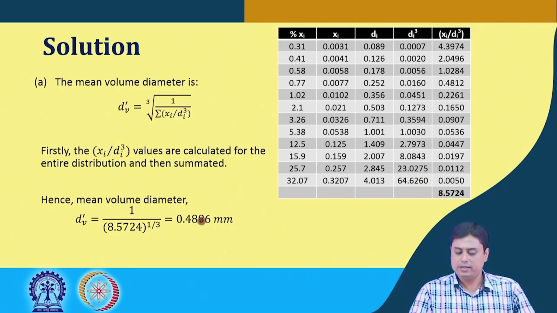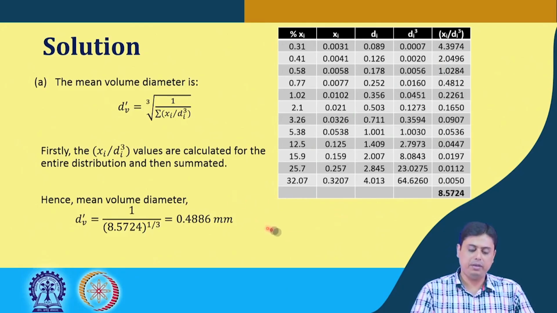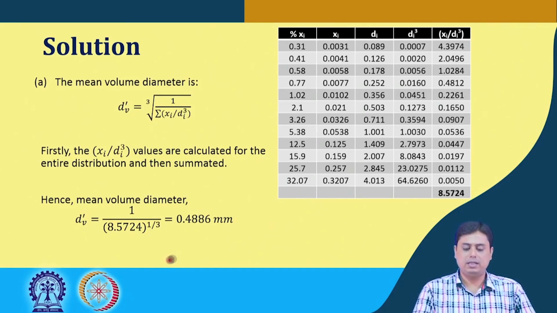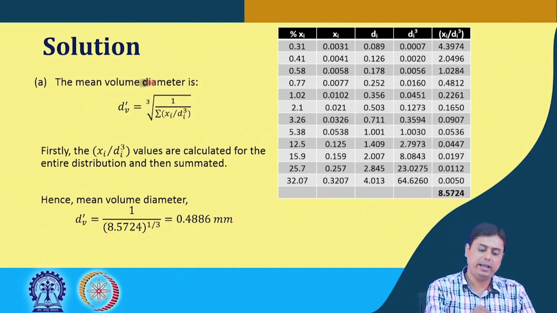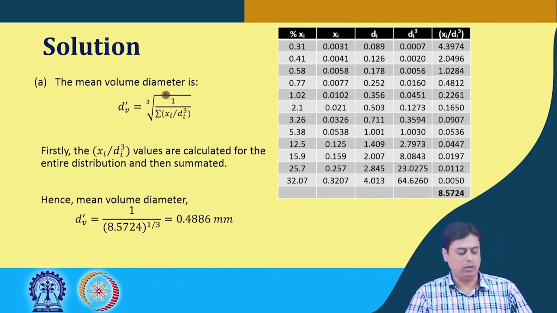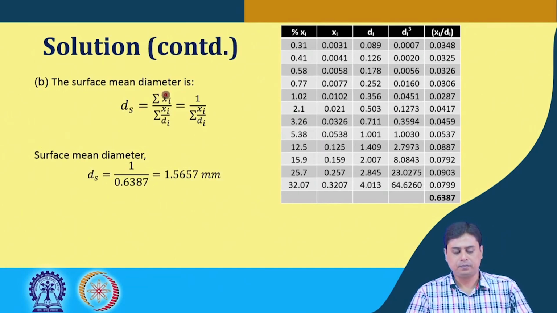This is a very simple example, but I have repeated it in line with the previous example to show how from such a table we can find the mean diameter. For that we have to choose the appropriate expression by looking at what is required or what has been asked.